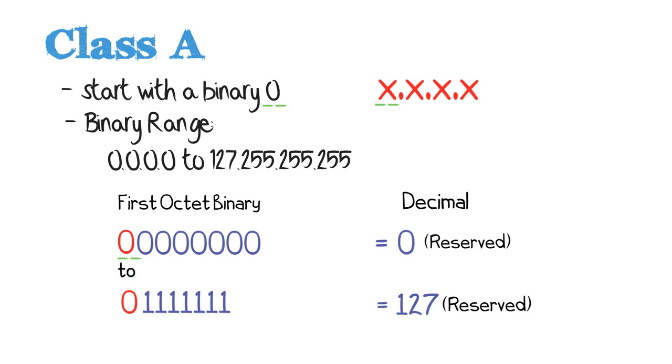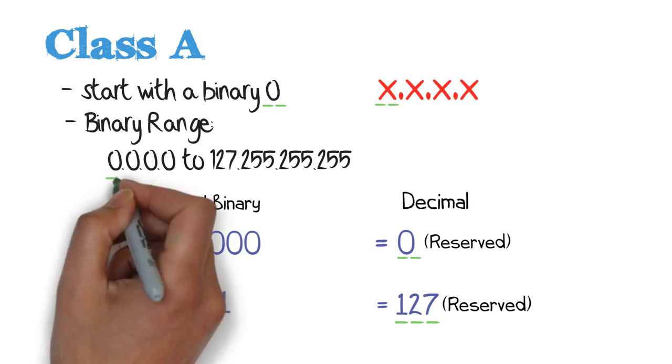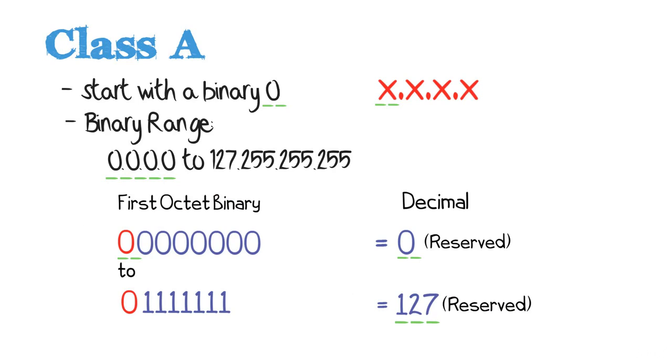Now if we go through all the combinations in binary in the first octet, we'll end up with combinations from 0 in decimal up to 127 in decimal. So the range for class A addresses is from 0.0.0.0 up to 127.255.255.255. So for completeness, let's briefly look at that.